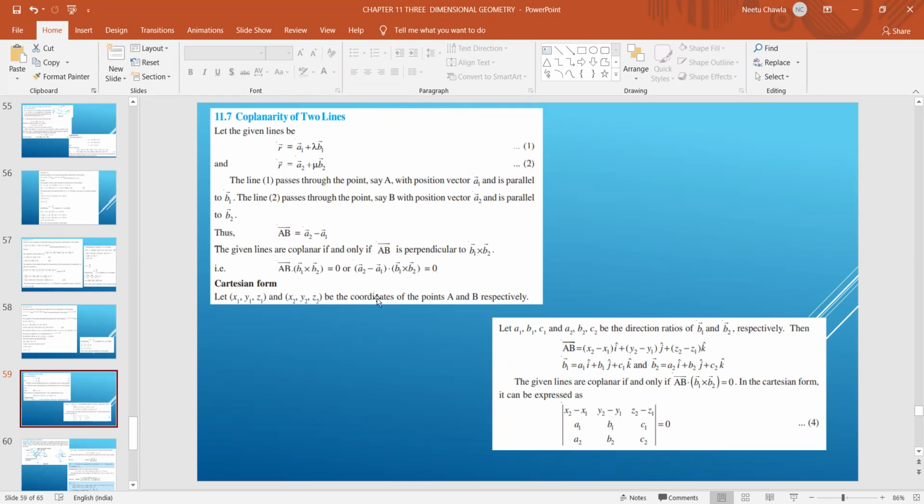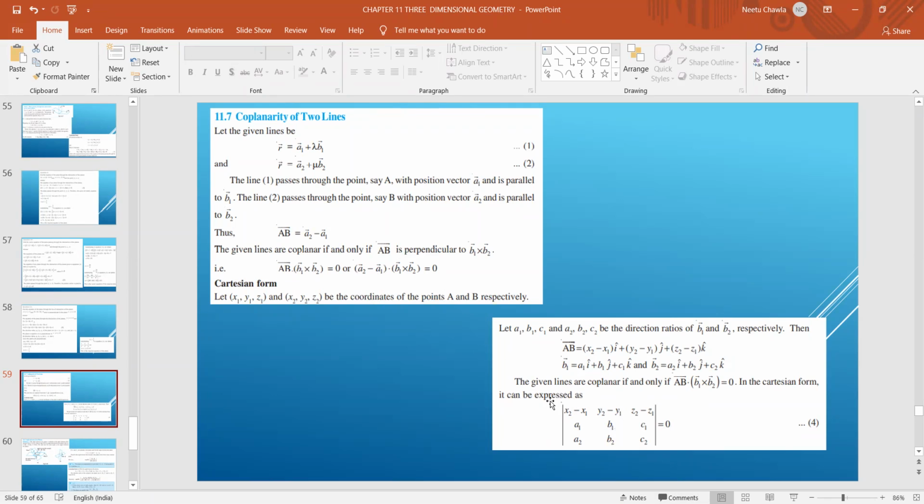No questions are given on this basis. In Cartesian form, the 2 points are x1, y1, z1 and x2, y2, z2, and substituting all the values over here, the first row is x2 minus x1, y2 minus y1, z2 minus z1, which is coming from your a2 minus a1. And the a1, b1, c1 and a2, b2, c2 for this b1 cross b2. Again, what we are doing here is a scalar triple product, a dot b cross c.